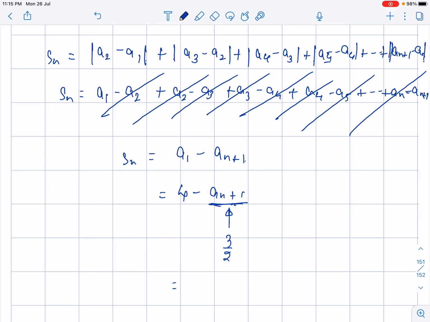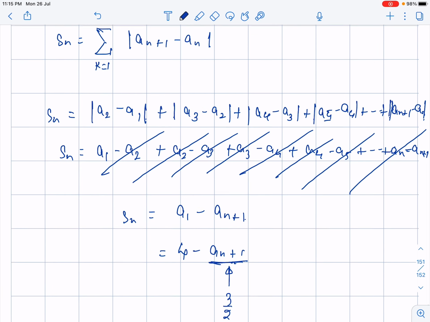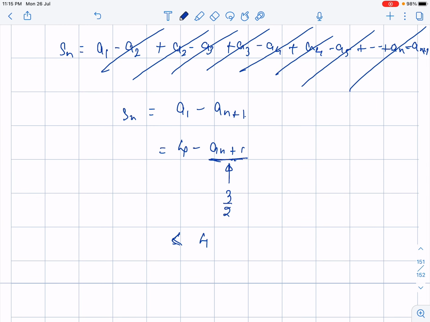So the value of Sn written over here should be definitely less than 4 minus 3 by 2. That means Sn written over here should be definitely less than 5 by 2. And that proves this thing.